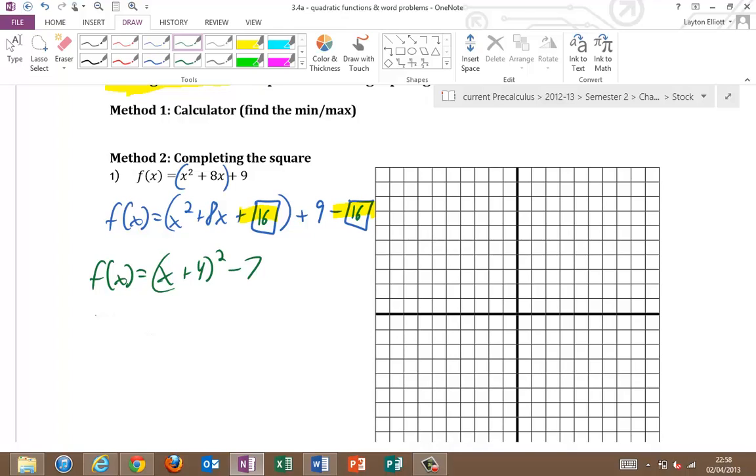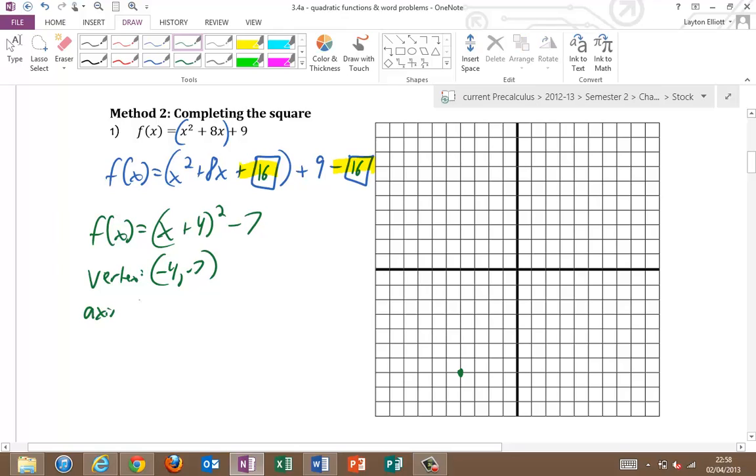We can also graph it by saying that we know the vertex is (-4, -7). So let's plot that. I know that my axis of symmetry is the vertical line x is equal to -4. So let's plot that. There's a vertical line at x equals -4. Not part of the parabola, but a line of symmetry. If I'm going to describe other characteristics of this, I know it opens up because my leading coefficient is positive.